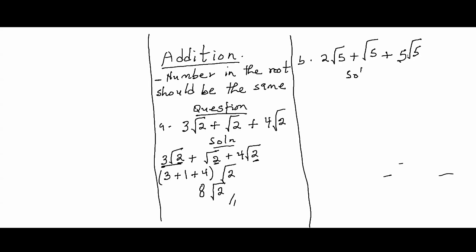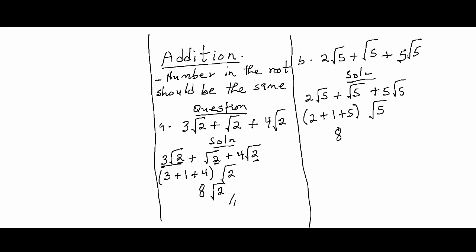The answer for this question, okay, since the numbers inside the square root are the same, I'm going to pick one of them. So the numbers outside the square root are 2. The second one is 1. And the third one is 5. So 2 plus 1 plus 5 is going to give us 8. So I have 8 root 5. This will be my final answer. Okay.